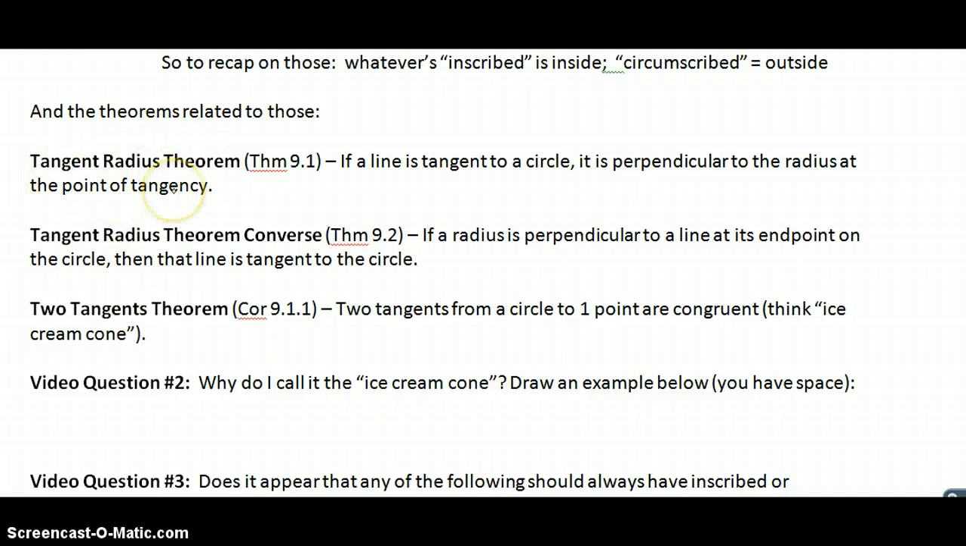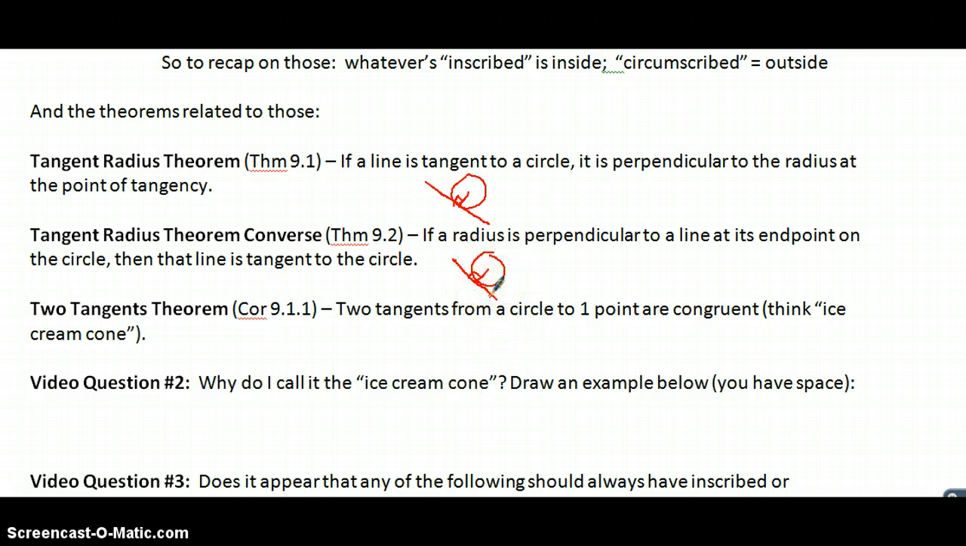Tangent radius theorem, this is kind of a big deal. If you have a line tangent to a circle, well, that point of tangency is going to be the end of a radius. And there's something special about that radius with that tangent. Guess what? They're perpendicular. And you may have known that. I'm not sure. The converse is also true, which is saying if you've got a radius of a circle and you construct the perpendicular at that endpoint, you're going to hit a tangent line. You will have constructed the tangent line.